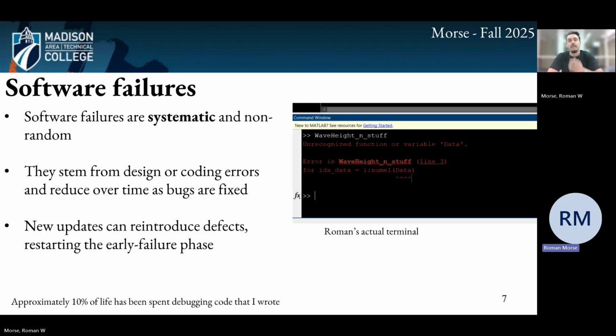This is for MATLAB. I spend a good chunk of my life debugging code, so this is something I'm very familiar with.